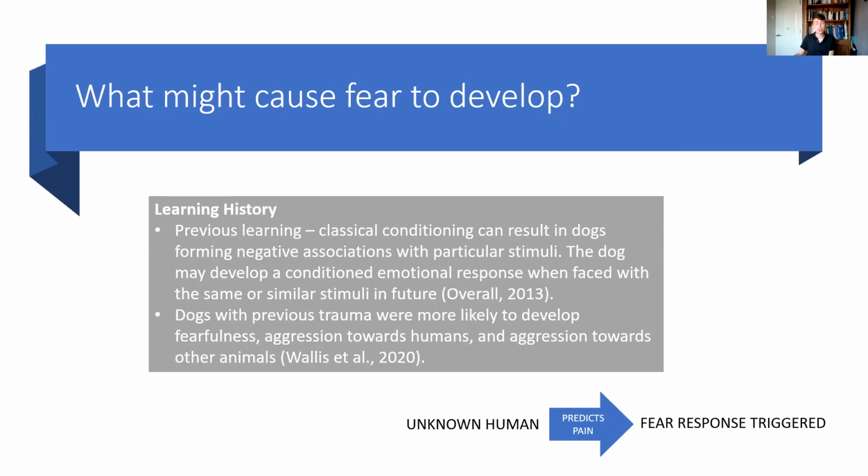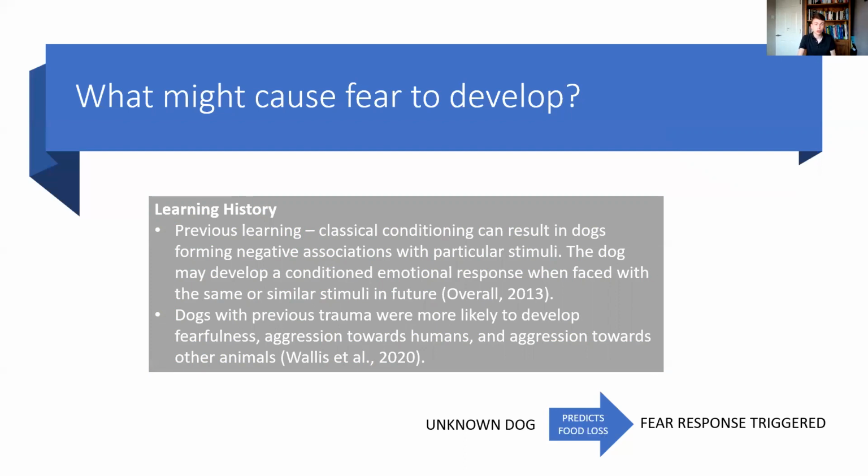So the puppy starts to learn that these things happen in future. So the puppy starts to learn, okay, when I see a human in scrubs, or when I see a human in glasses, that predicts pain, and I should experience fear in that scenario. And obviously when the puppy's experiencing that fear response, one of the strategies that they might choose to deal with that fear is responding aggressively. And this is just one example, an unknown human predicting pain, triggering a fear response. You can interchange all sorts of different things in there.